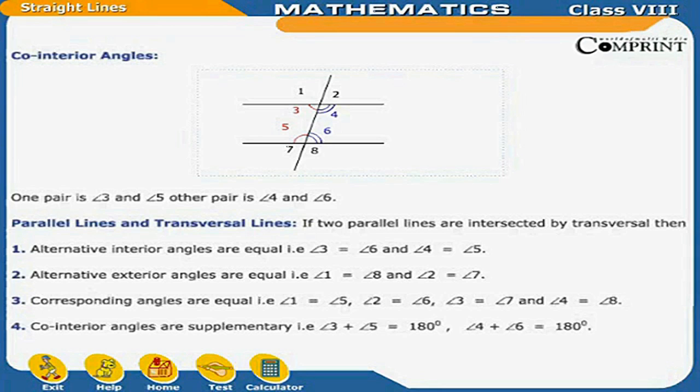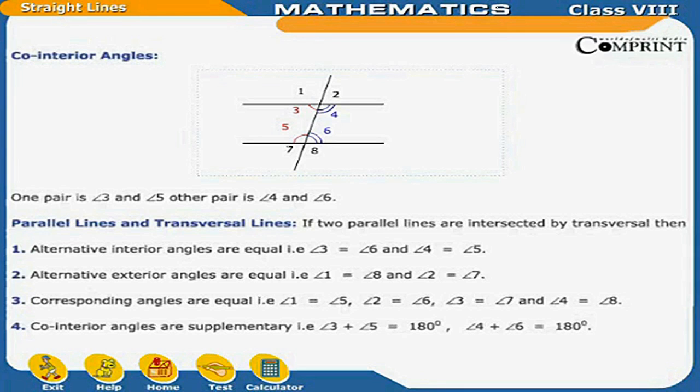Parallel lines and transversal line. If two parallel lines are intersected by a transversal, then 1. Alternate interior angles are equal, that is angle 3 is equal to angle 6 and angle 4 is equal to angle 5. 2. Alternate exterior angles are equal, that is angle 1 is equal to angle 8 and angle 2 is equal to angle 7.